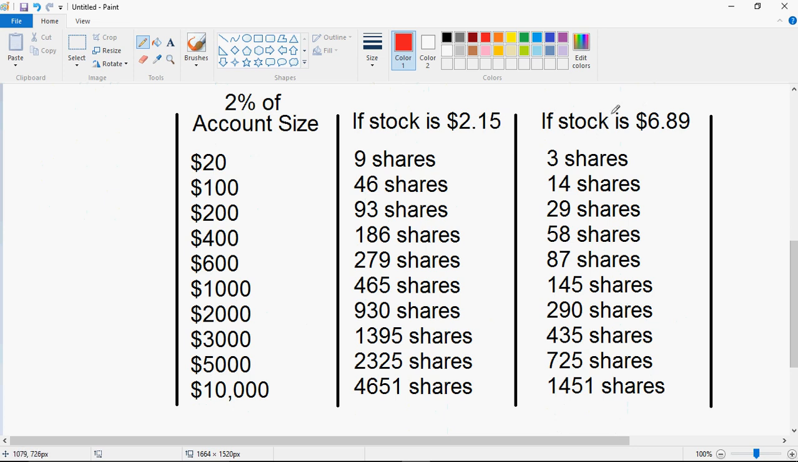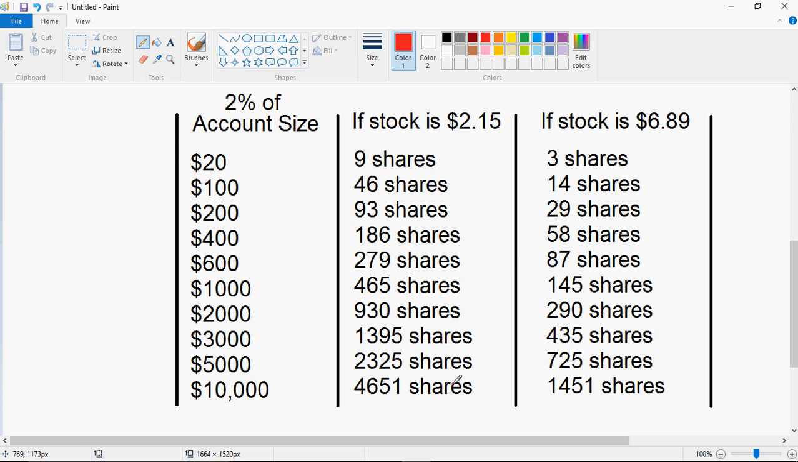The cheaper the stock is, the more shares you'll be able to buy. As you can see here, if I had to buy a stock at $2.15 versus $6.89, I would have been able to buy 9 instead of 3, 46 instead of 14, 93 instead of 29. You see how I'm able to buy more shares?